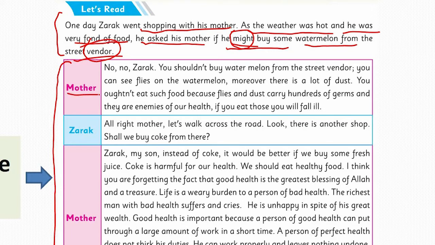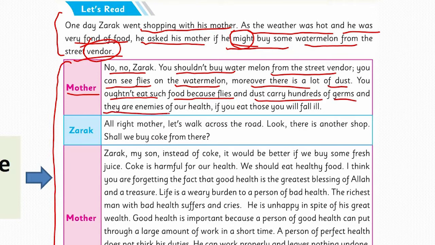But his mother says, No, Zirk, you shouldn't buy watermelon from the street vendor. You can see flies on the watermelon. Moreover, there is a lots of dust. You ought not eat such food because flies and dust carry hundreds of germs and they are enemies of our health. If you eat those, you will fall ill.